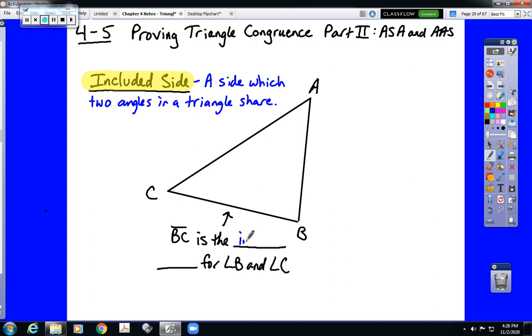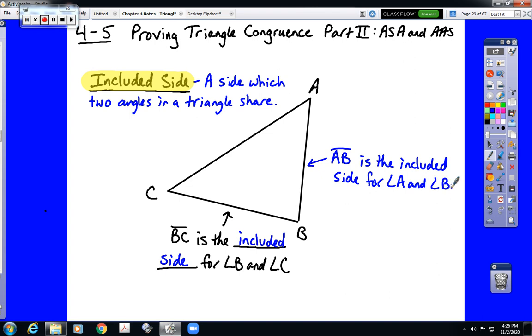BC would be the included side for angles B and C. It is a side of angle B and a side of angle C. It is shared by those two. Now, just like included angles, any side could be considered the included side. For instance, AB is the included side for angles A and B.